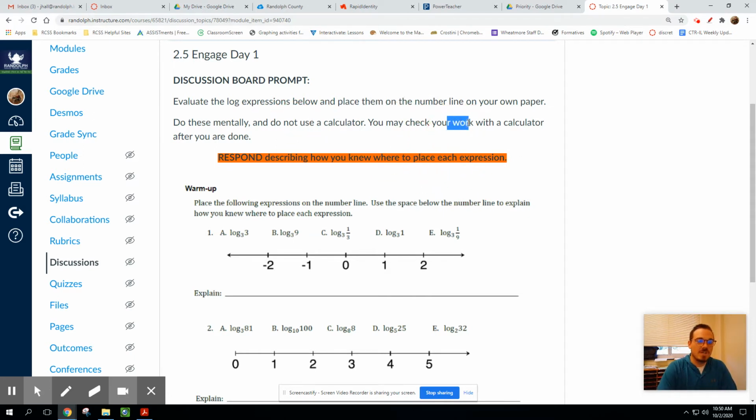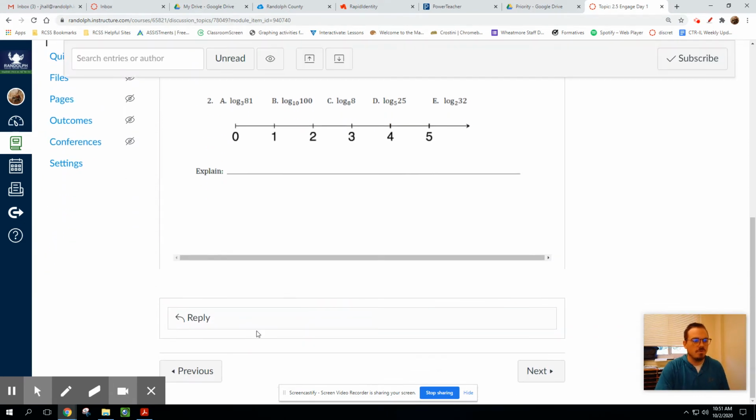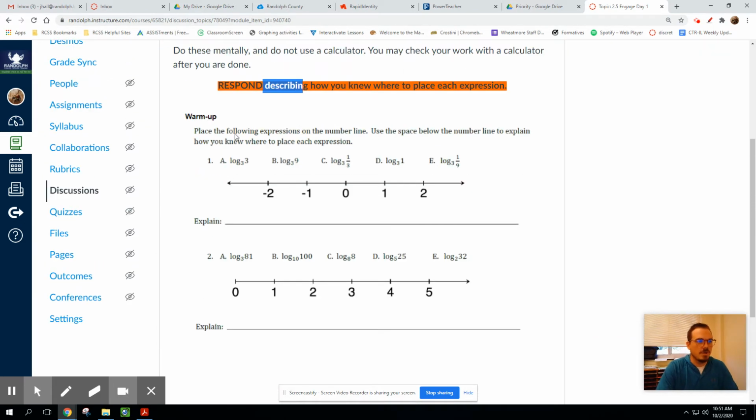So you may want to check later on the calculator after you're done to make sure that you've got it right. So it's always good to check. Respond describing how you knew where to place each expression. So what you're going to do is you're going to place how you knew in the reply for each expression. So for each one of these, you're going to do that around the world technique.